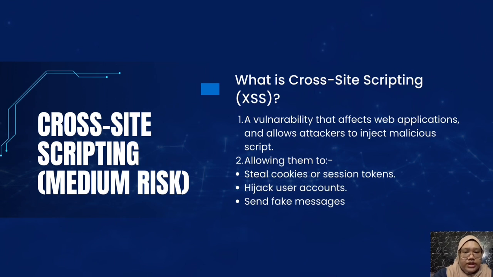So, how does an XSS attack actually work? Here's a step-by-step example. First, an attacker finds a part of the website that accepts user input, like a form or comment box. Then they insert a malicious JavaScript script instead of regular input. Then the website fails to sanitize or escape that input. When other users view that page, the script runs in their browser. Now the attacker can steal data or impersonate the user.